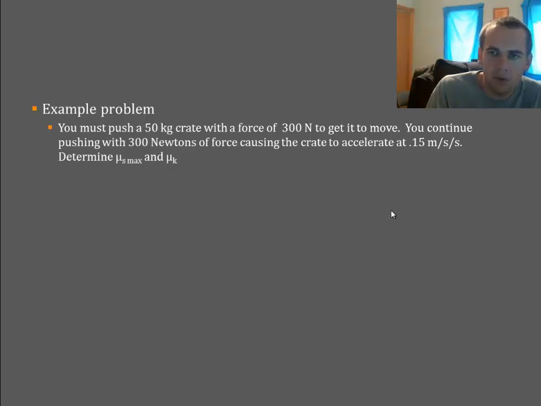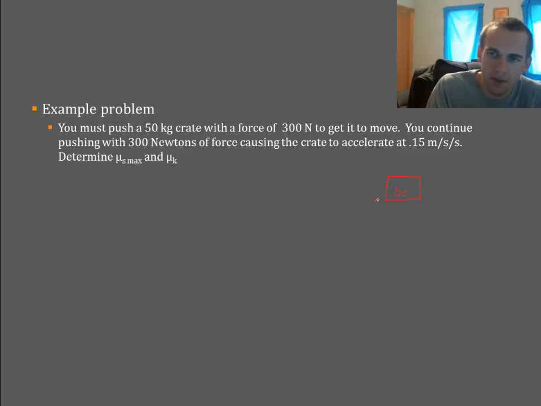Let's do an example problem where we use forces and what we know of Newton's second law to figure out what the coefficients of friction are for a problem. It says we must push a 50 kilogram crate with a force of 300 newtons in order to make it move. So here I have my 50 kilogram crate, right?